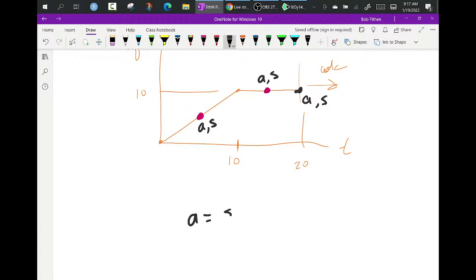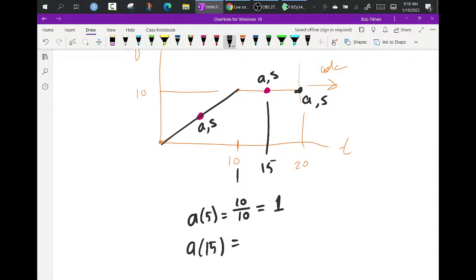Pretty simple. Acceleration is equal to the slope, not the stope, but the slope. And so the rise over run, the slope of that line: it rose 10, and it took 10 seconds to do it. So the acceleration is just going to be equal to 1, and it's going to be equal to 1 all the way out here. Now you have to put a time position on this. So time here, let's say that's 15 seconds. Acceleration at 15 is going to be equal to, well, that's a flat line, so it's just 0.